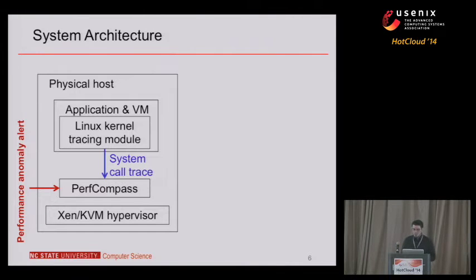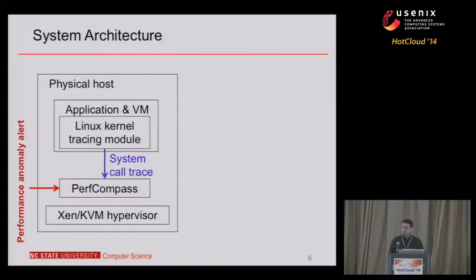Now, one thing that I wanted to mention is all PerfCompass needs to do its analysis is this system call trace. So as long as that's on NFS, you can run PerfCompass. In this example, it can run on the same physical host, but it doesn't need to be there. You can run PerfCompass in a separate virtual machine. All it really needs access to is this trace to do its analysis.